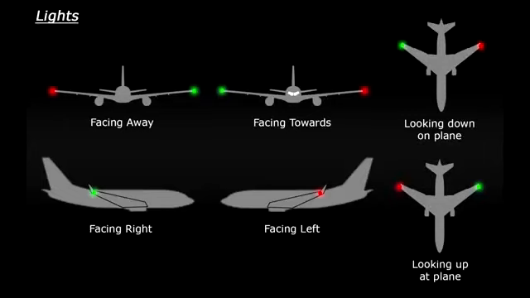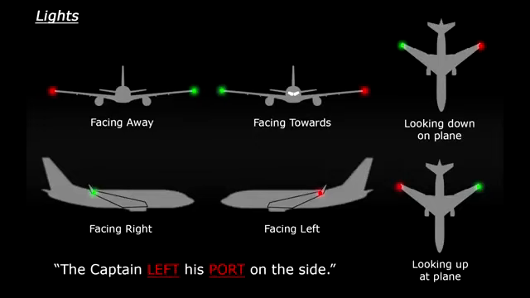The phrase goes, "The captain left his port on the side." And if you didn't already know, port is also the name given to a type of red wine. So if you can remember that phrase, you'll always know that red is on the left and green is on the right.